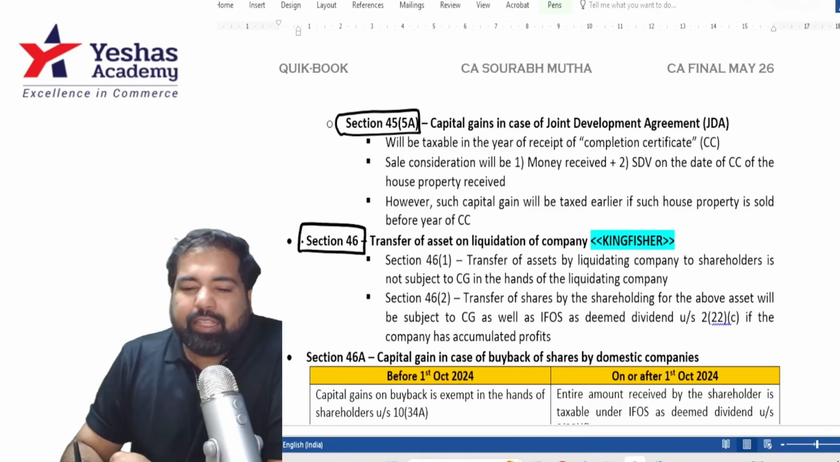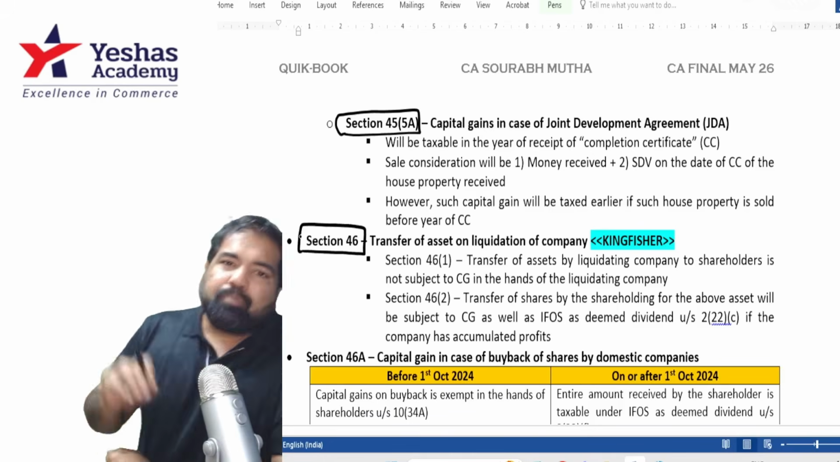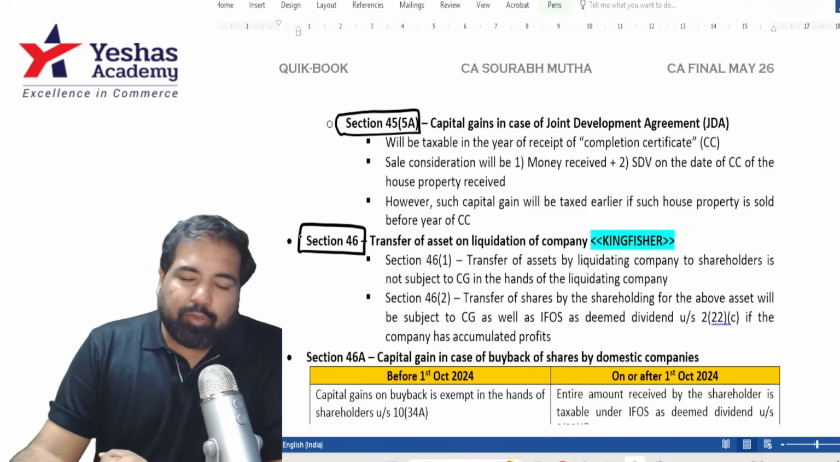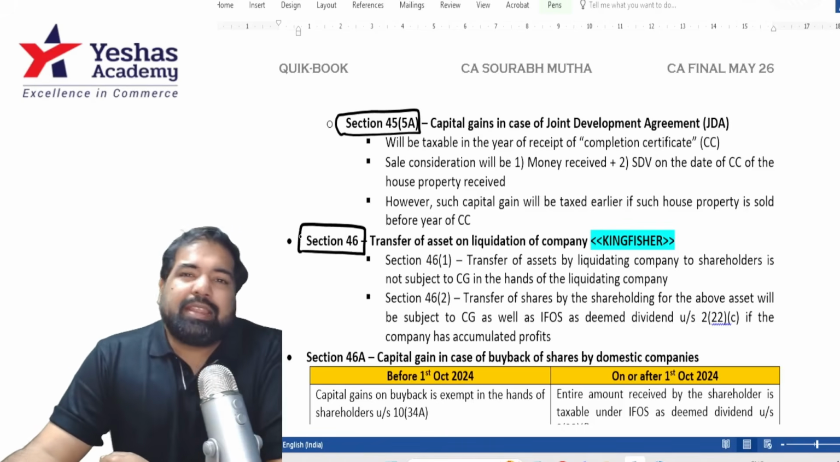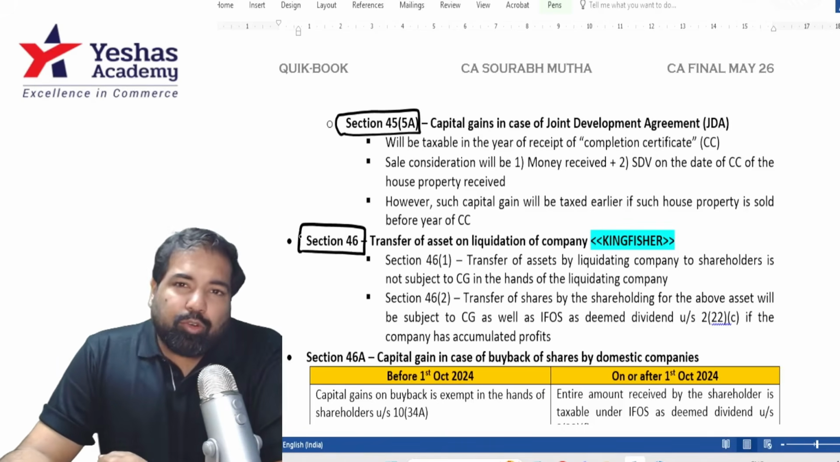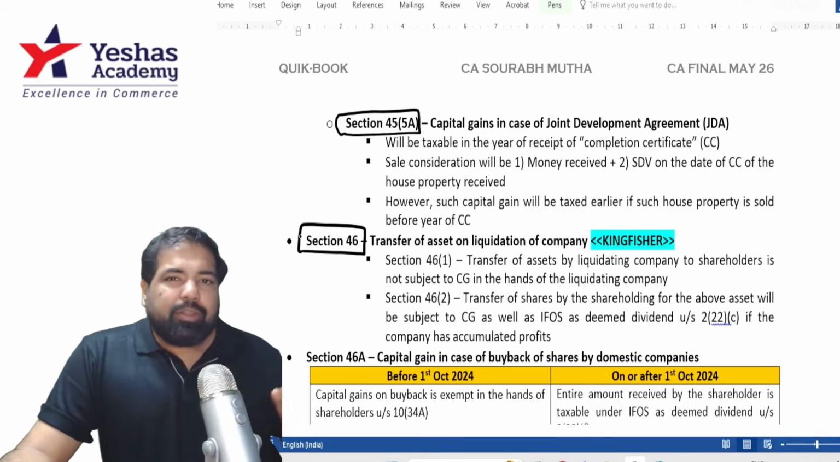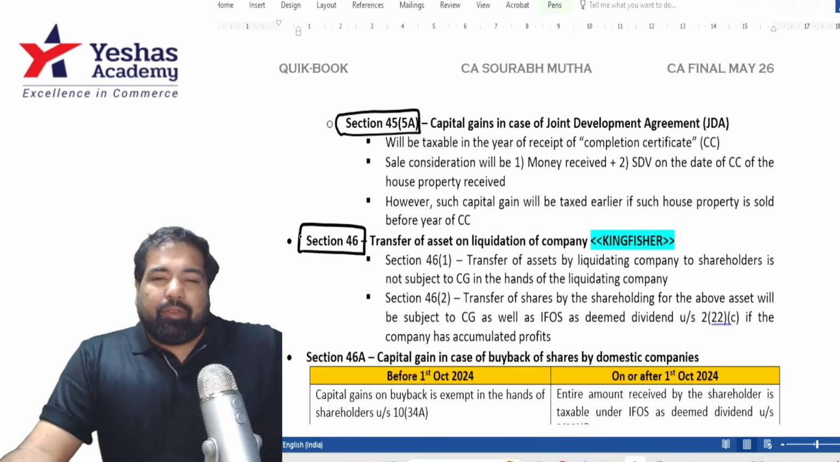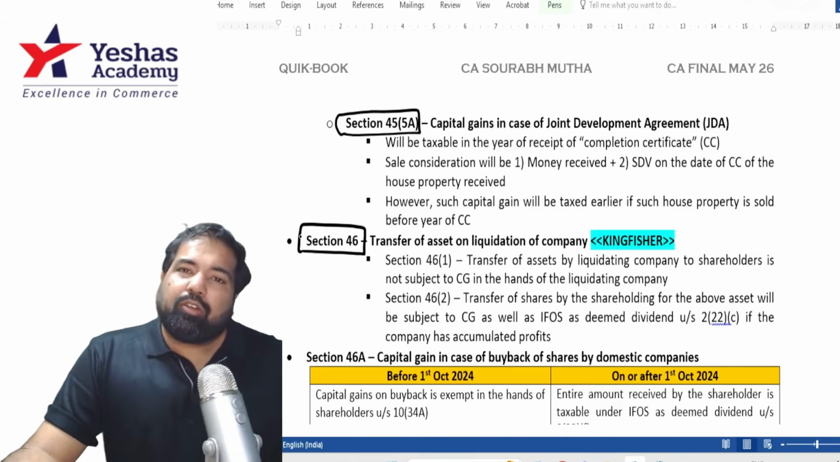This is capital gain in case of liquidation of the company. Let's take it from the top. Kingfisher Airlines went into liquidation. I had shares, for example of 10 crore rupees of Kingfisher Airlines. Now what happens is they give me an airplane worth 12 crore rupees in exchange of the shares worth 10 crore rupees. Now, when that exchange happens, for the company there is no capital gain. But for me, I'm getting a plane worth 12 crore and I'm giving up my shares worth 10 crore. So I'm getting a gain of 2 crore rupees.